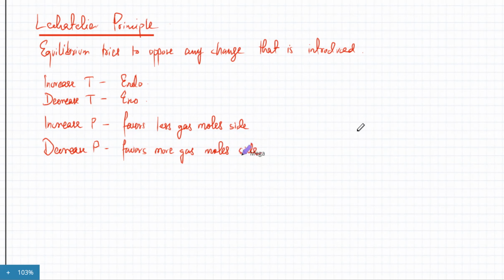And the last summary is about concentration. You increase concentration of anything, the equilibrium tries to do the opposite. It's going to try and decrease concentration, and obviously vice versa. So it's going to do the opposite. So those are all your rules for equilibrium.